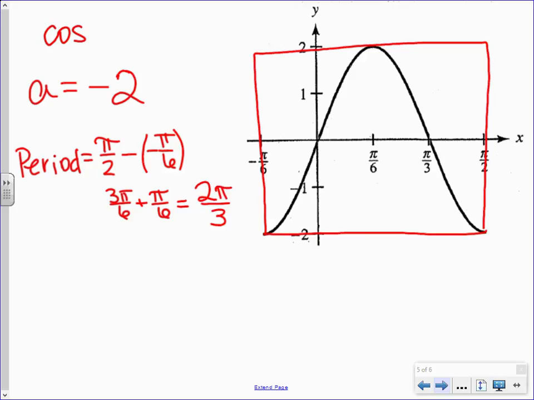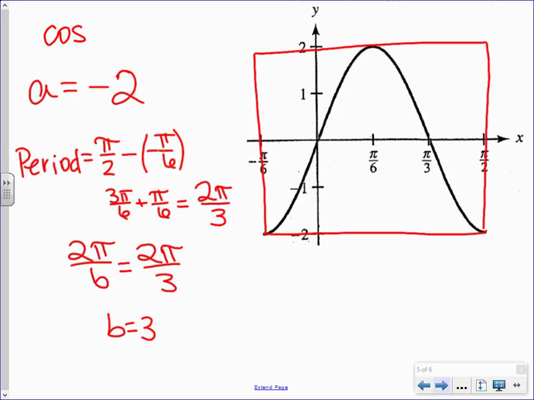Okay. So if the period is 2pi/3, we know that has to equal 2pi/b. You can either cross multiply physically on your paper. Some of you are going to cross multiply in your head. That is fine. Our b value is 3. Be careful. This is a cosine graph.